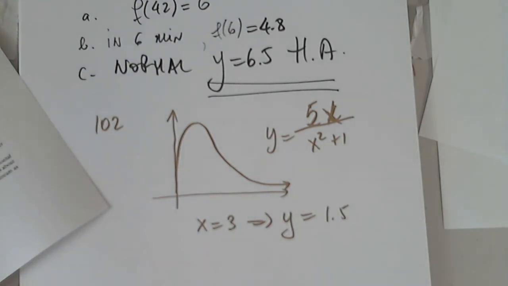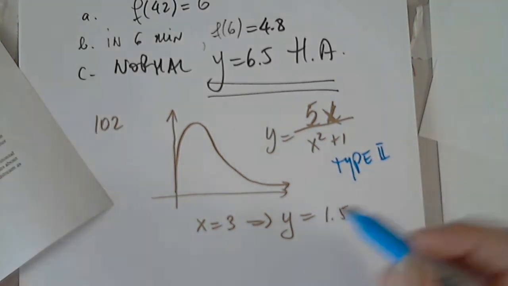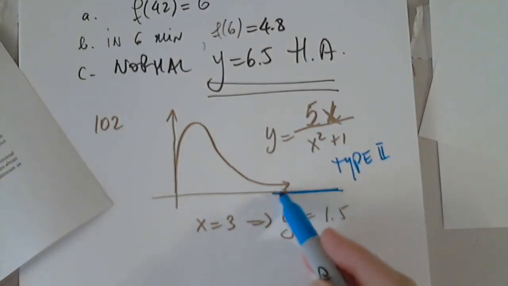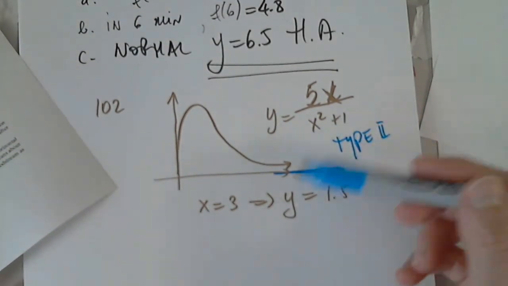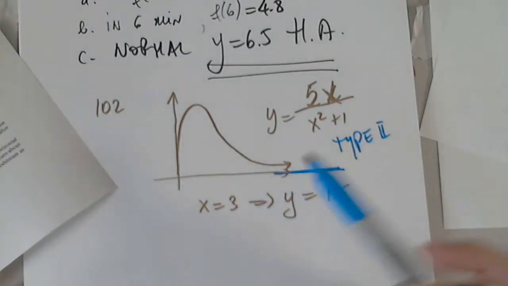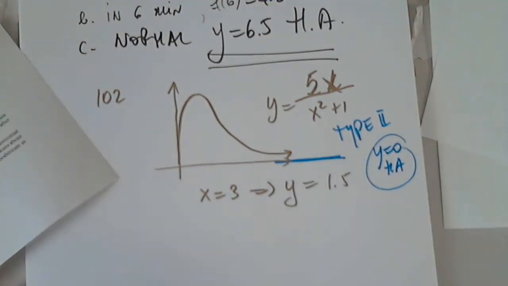Can anyone tell us what type of rational function this is? Is it type 1, type 2, or type 3? Type 2. Indeed. Furthermore, I know exactly why. I don't even have to look here, right? But yes, there are other functions. So obviously, because the horizontal asymptote is 0. That's always the case for type 2.